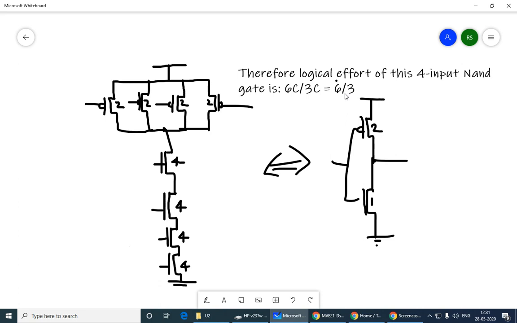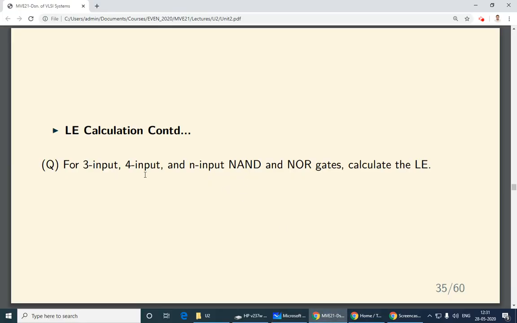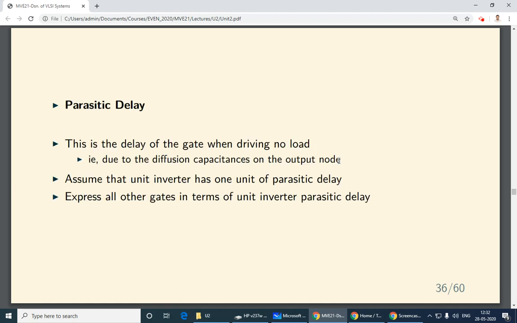4 by 3, 2 input, 5 by 3, 3 input, 4 input is 6 by 3. And you should see the same for a NOR gate. So we will not do it, but you can do it yourself and verify 3 input and 4 input NOR gates. Calculate the logical effort. I think you can calculate these yourself and check in the book. The book has a table with all of this, so we can also verify what you have done. Okay, this is the first component.